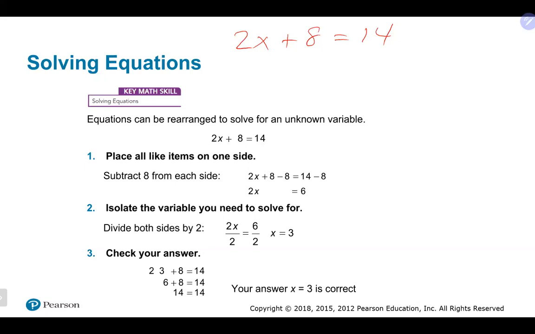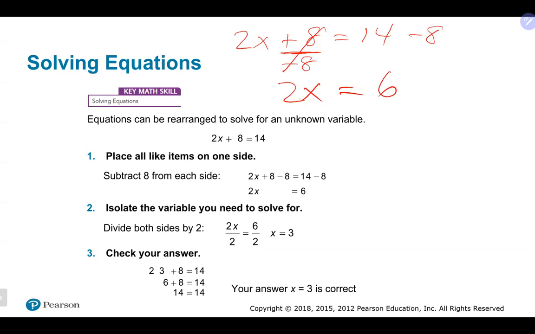So what do I mean by that? Well, here I want to move the 8 to the other side. I'm adding it, so I need to do the opposite to do that. The opposite is subtracting it from both sides. So again, to move the guy to the other side, you got to do the opposite of what's there. Those guys go away. That gives me 2x equals 6.